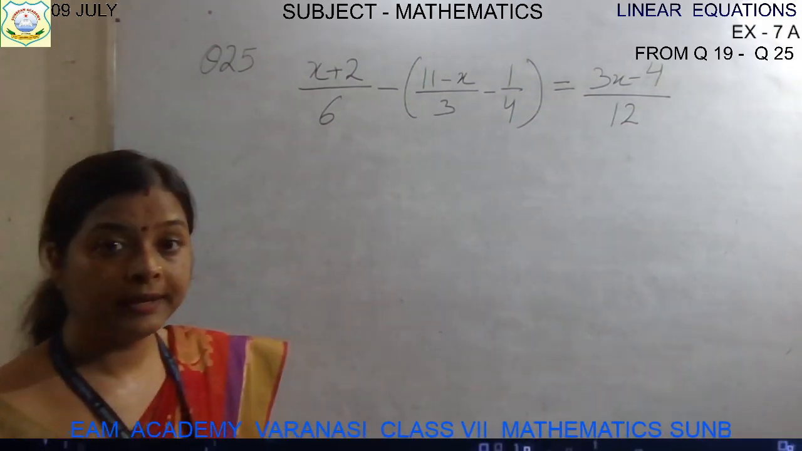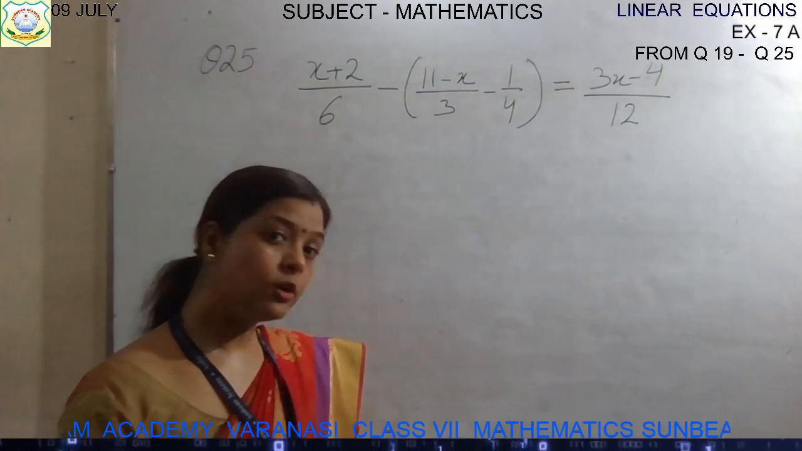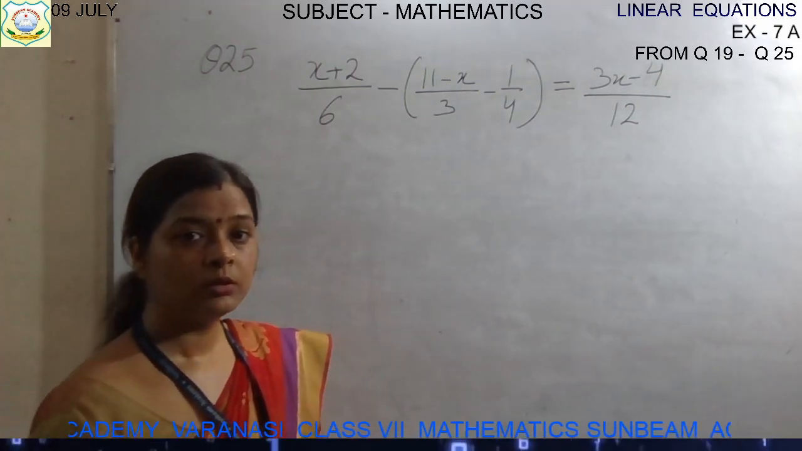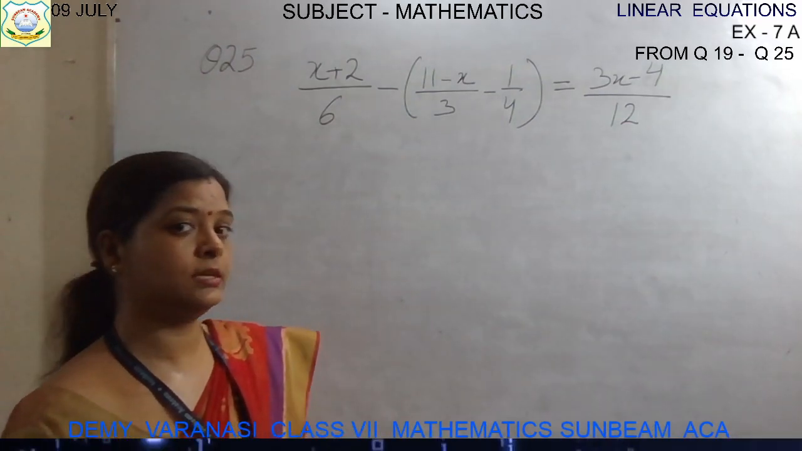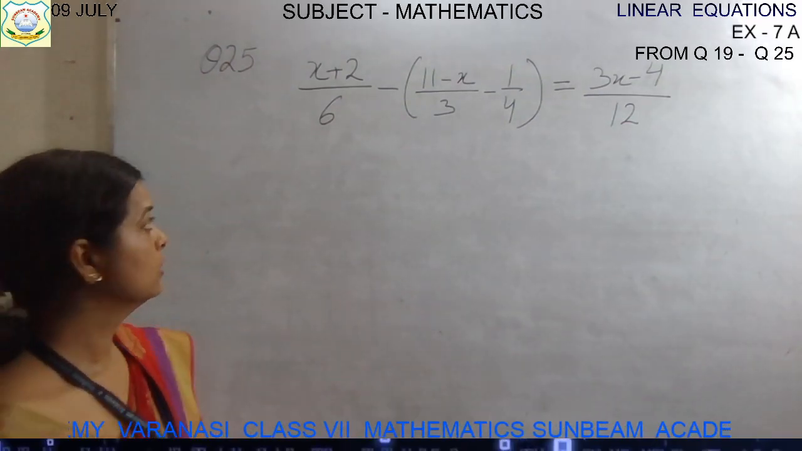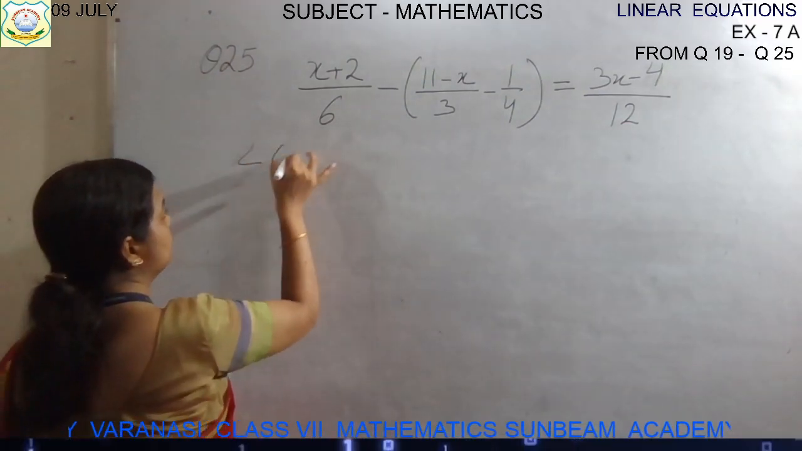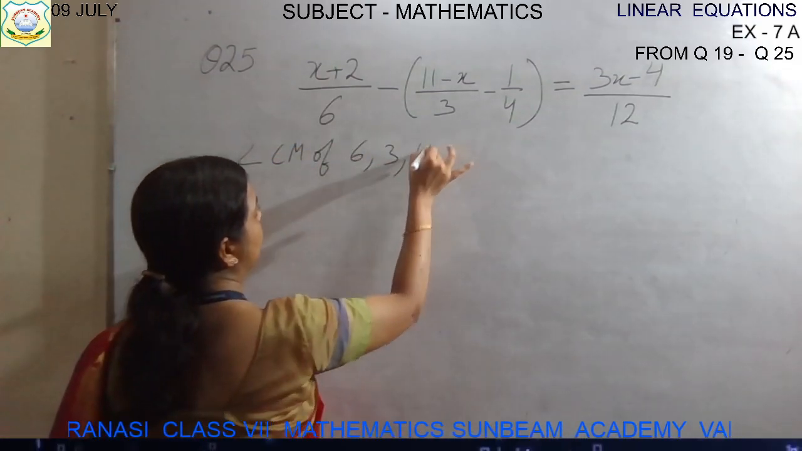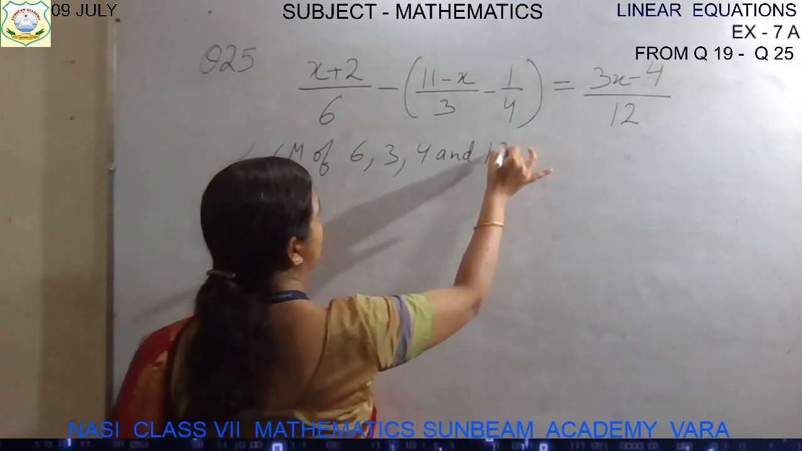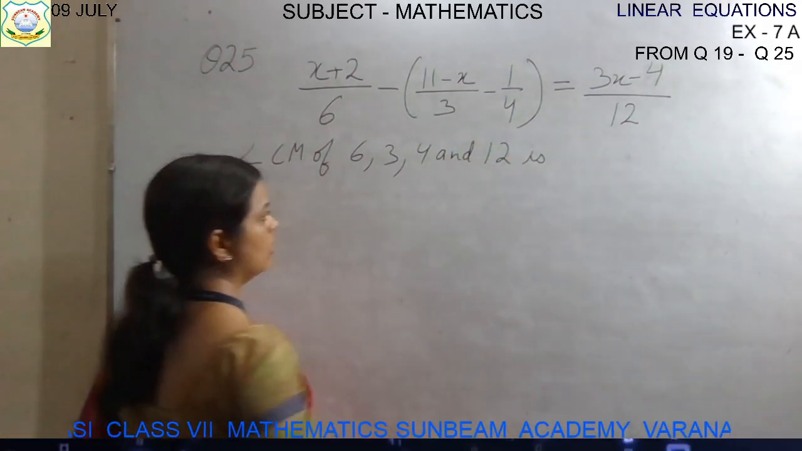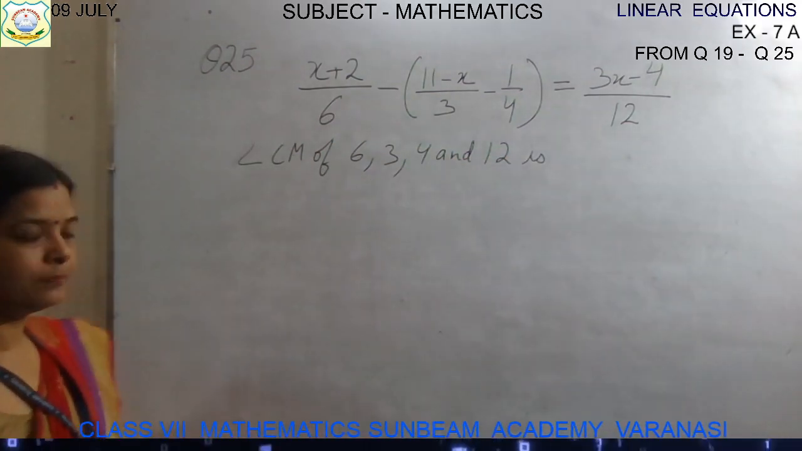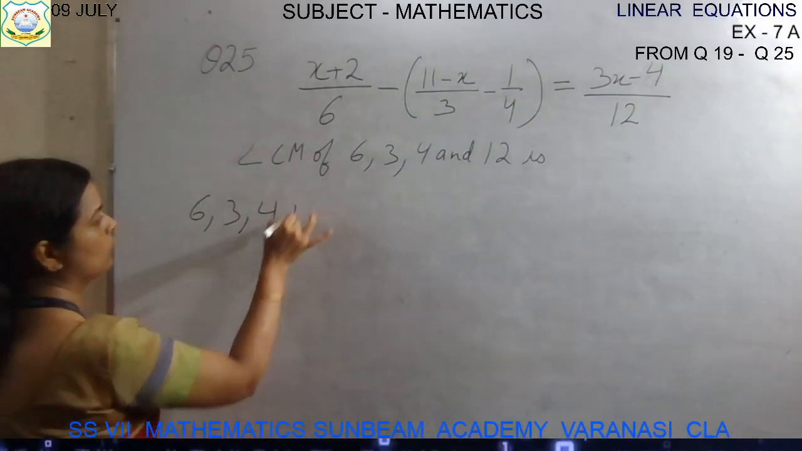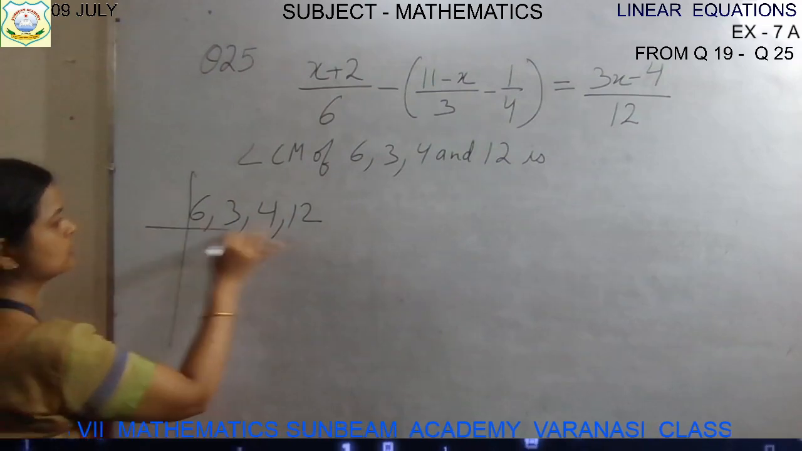Now again there are some denominators. So where will we focus? We will focus on eliminating these denominators. So now collect it children. The LCM of 6, 3, 4 and 12 is, come on, quickly tell me how you will find the LCM. 6, 3, 4, 12. Let's find out.